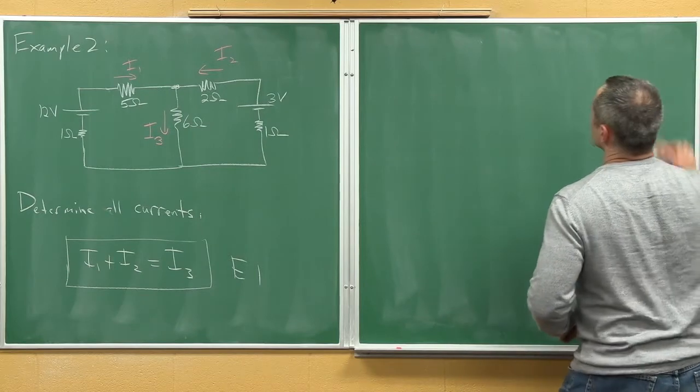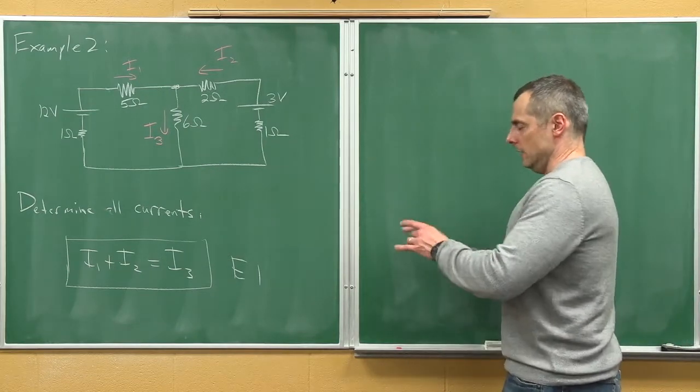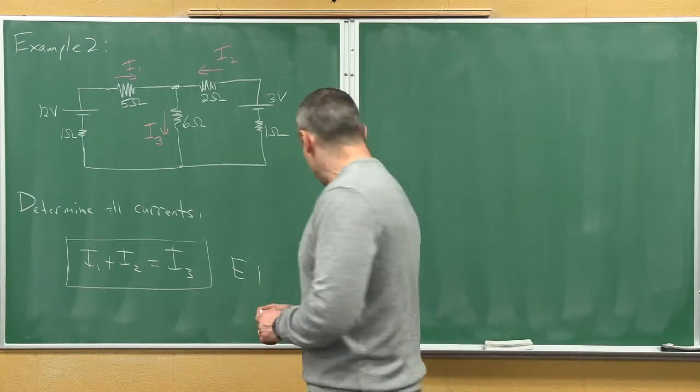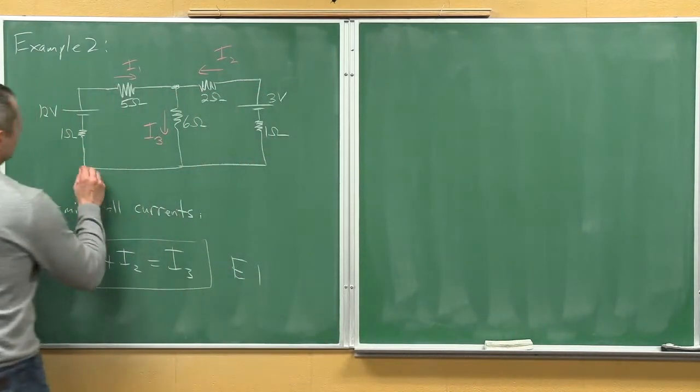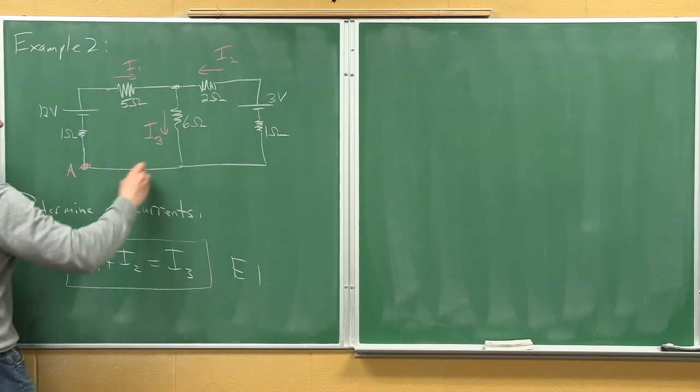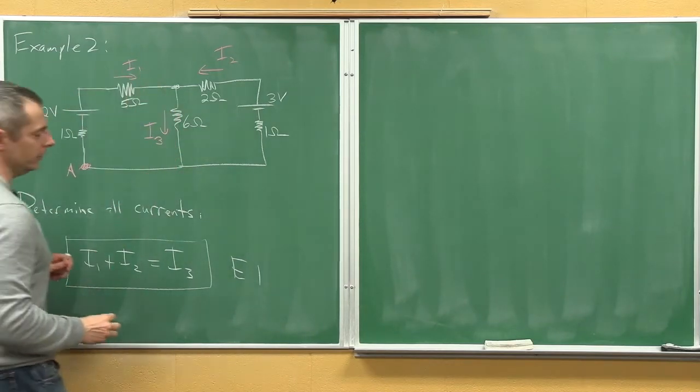All right, so next thing, I'm going to use the loop rule twice. And in order to do that, I'm going to put a little ant starting over here at point A, and the ant's going to go around this loop and tally up the voltages that it encounters.